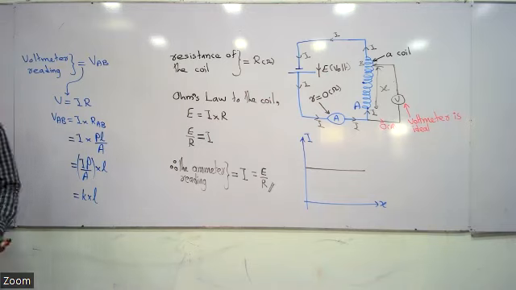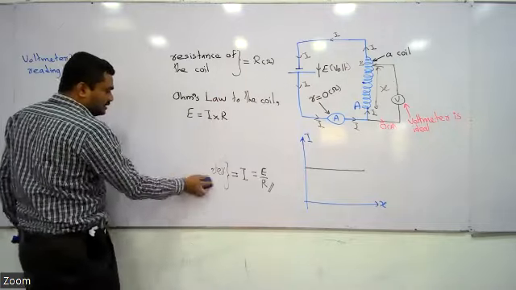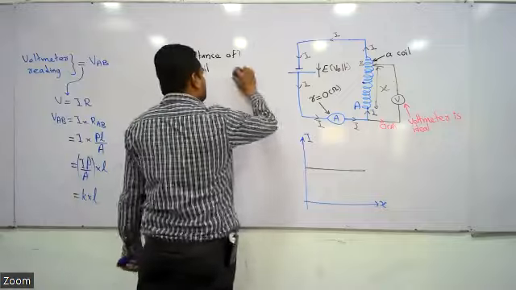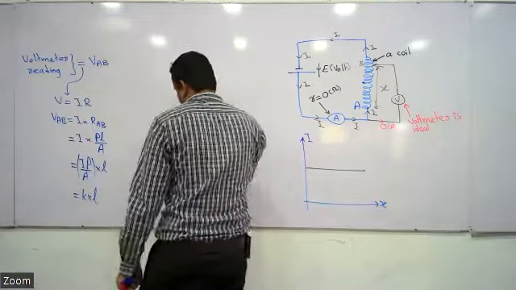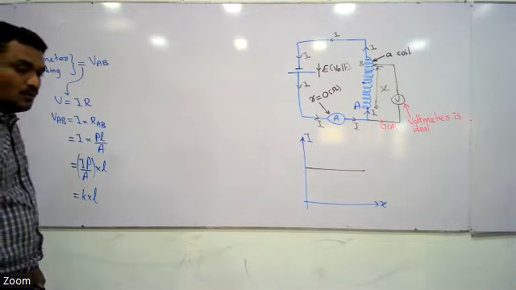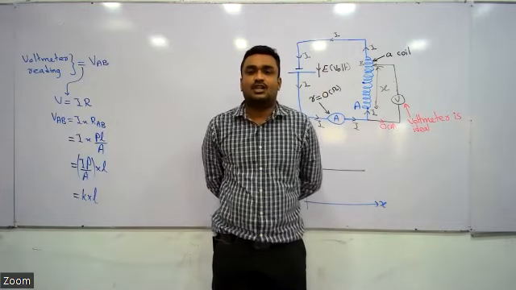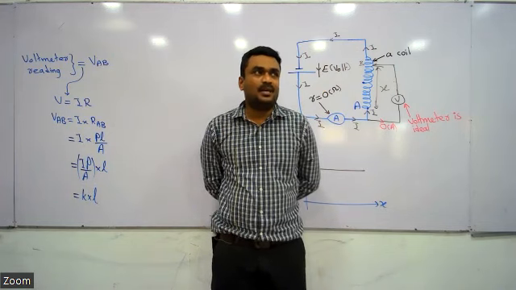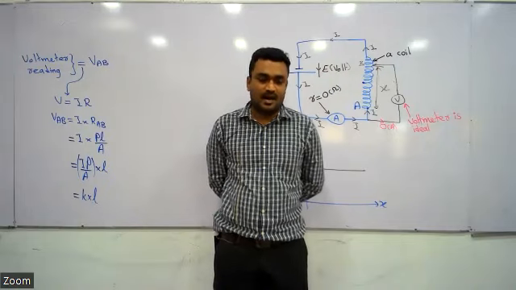Therefore, the variation of the voltmeter reading with X will be changed as shown in the following graph. Therefore, the voltmeter reading is changed with X as shown in the following graph.